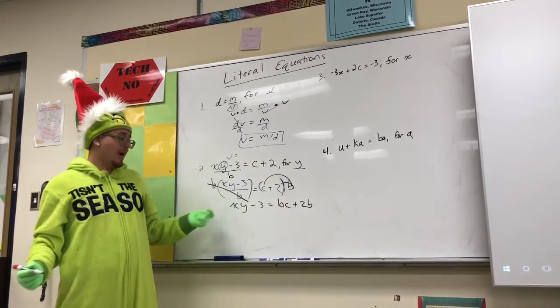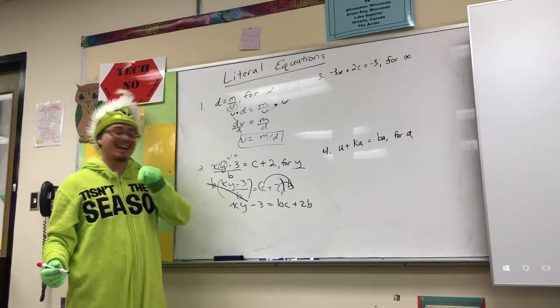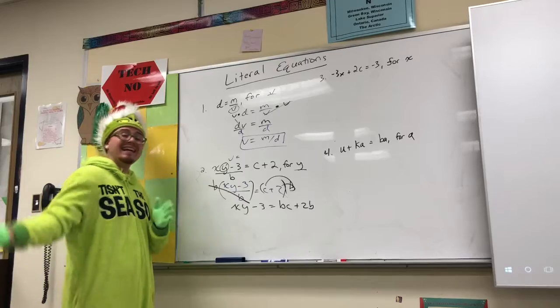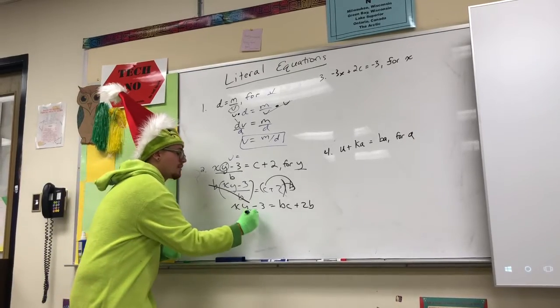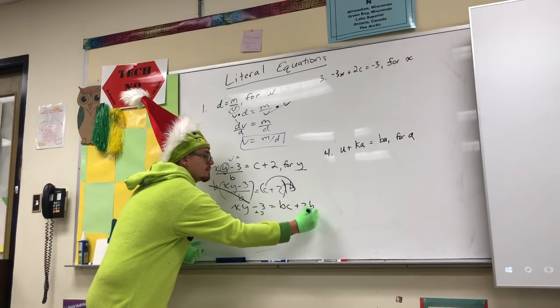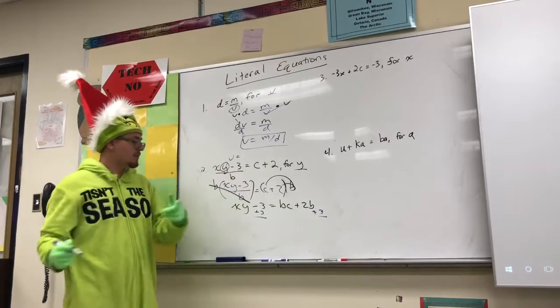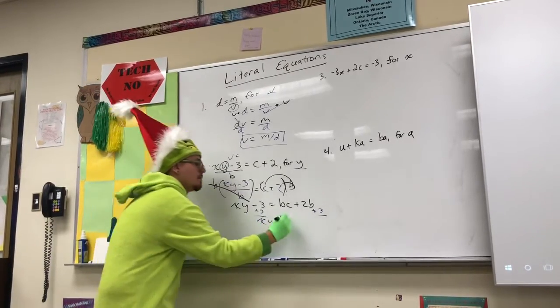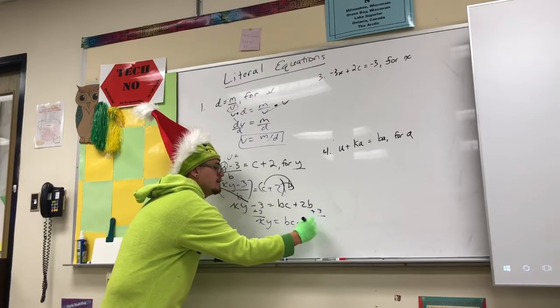So I distributed. Now I need to get rid of the x and the negative 3. I'm going to get rid of the negative 3 first. That's a negative 3. The inverse operation is adding 3 on both sides. Hopefully you're still with me. X times y equals bc plus 2b plus 3.